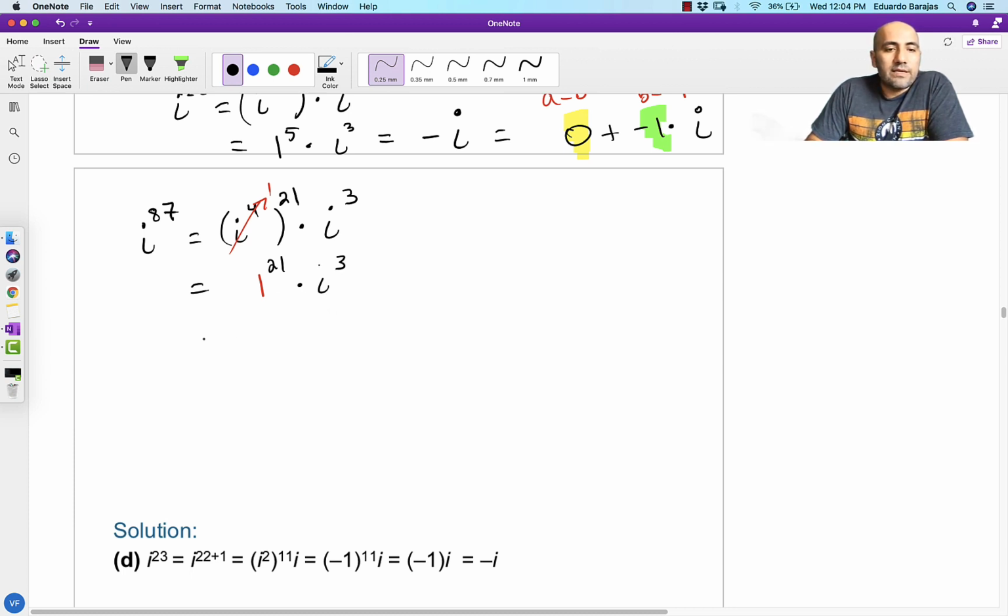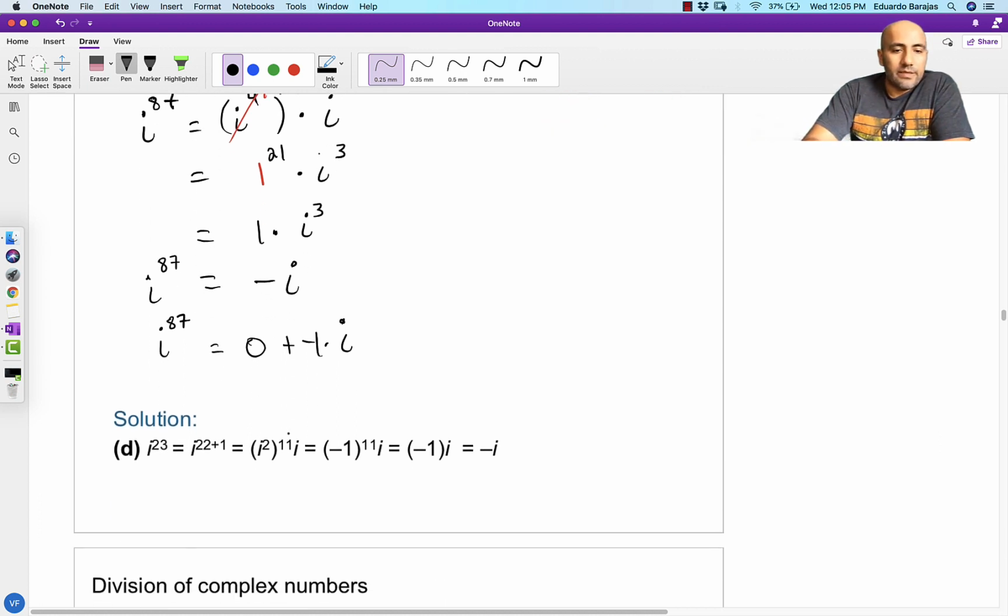1 to the power of 21 is just going to be equal to 1. So that's just going to be 1 times i to the 3rd power. And as we already saw, i to the 3rd power is just equal to negative i. So i to the 87th power is really just equal to negative i. And if I wanted to write it in that complex number form, just to be super solidly clear, we have i to the 87th power is equal to 0 plus negative 1i, right? Where 0 is the real part of the complex number and negative 1 is the imaginary part of the complex number.